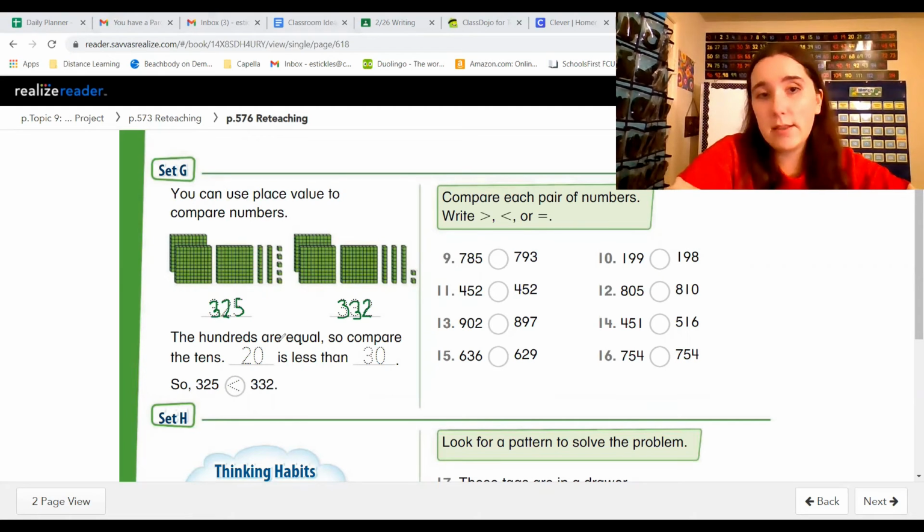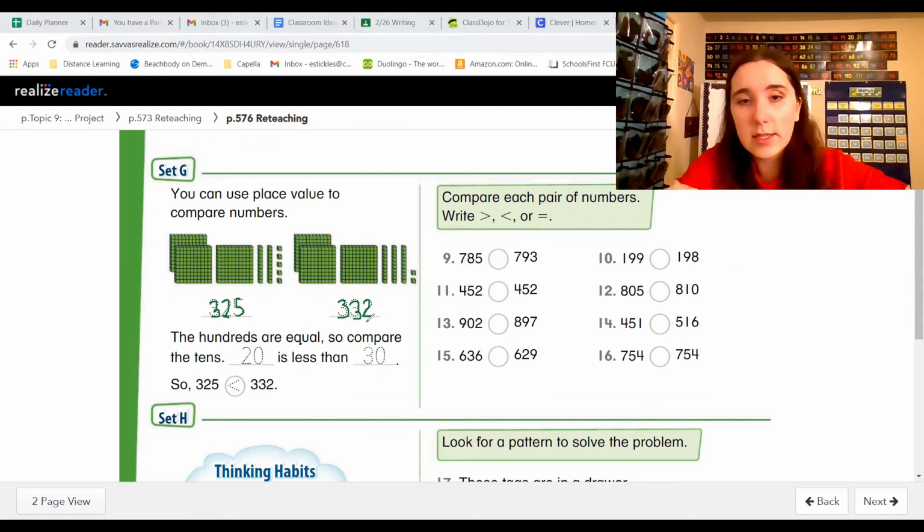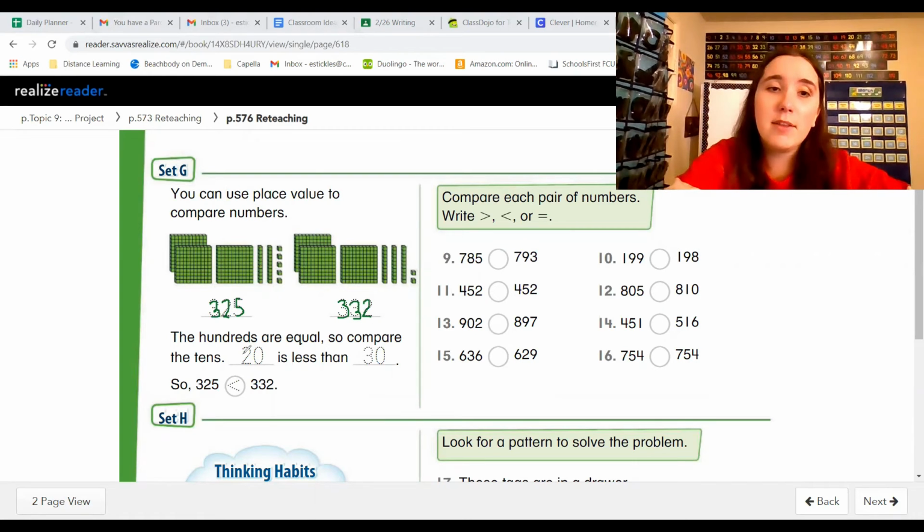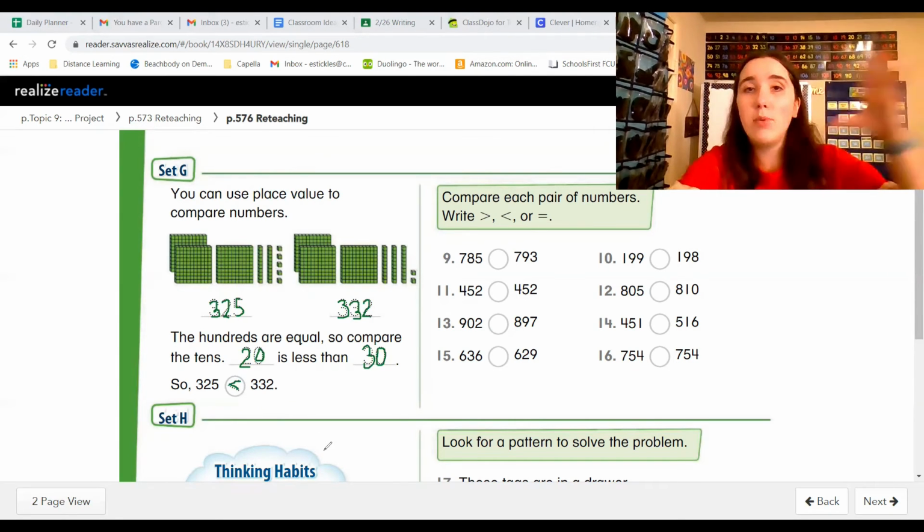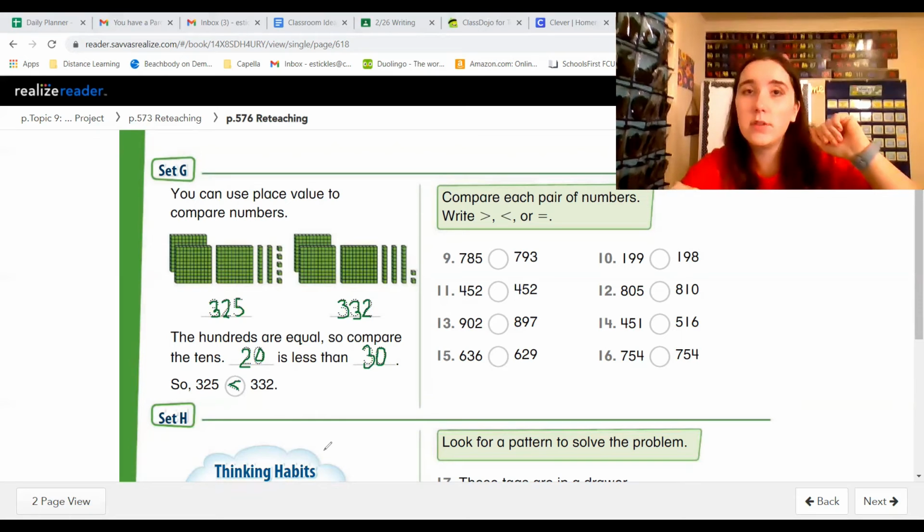So we need to compare the tens. We have a 2 in the tens place over here and a 3 in the tens place over here. And that means that 20, 2 tens, is less than 30, 3 tens. Which means this number, 332, has to be larger, has to be greater. So we would say 325 is less than 332 and point our symbol towards 332 because that's the bigger number.